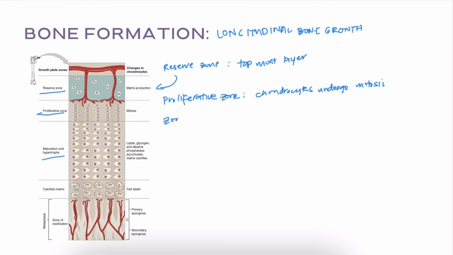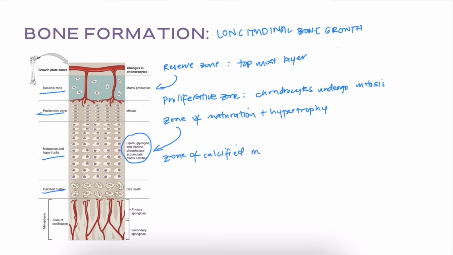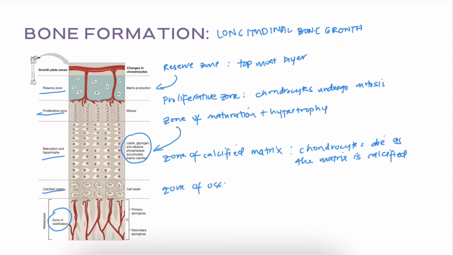The next zone is the zone of maturation and hypertrophy, where lipids, glycogen, and alkaline phosphatase accumulate, causing the cartilaginous matrix to calcify. So the following zone is the calcified matrix, where the chondrocytes have hardened and die as the matrix around them has calcified. The bottom row is the zone of ossification, which is part of the metaphysis. The newly deposited bone tissue at the top of the zone of ossification is called the primary spongiosa, while the older bone is labeled the secondary spongiosa.